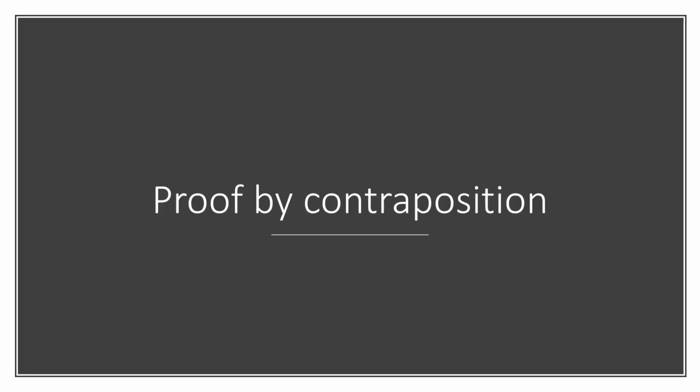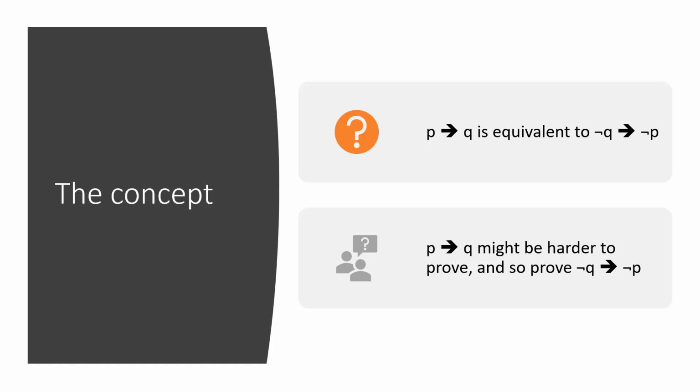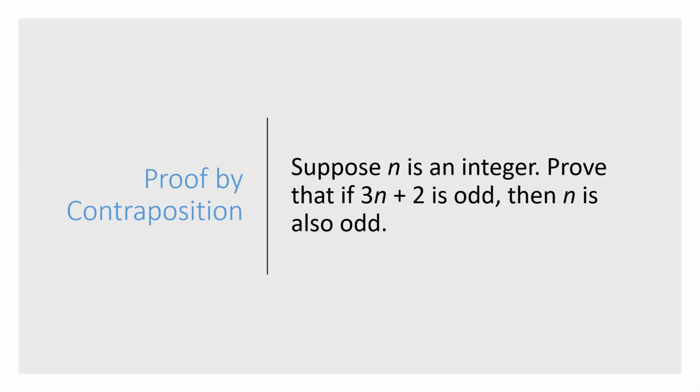So let's take a look at a proof by contraposition. In this case, we want to show that P implies Q, which is harder to prove directly. So we show that not Q implies not P. This is a perfect example. Suppose we know 3n plus 2 to be odd, and then we want to show that n is odd. But this is not very easy to prove directly.